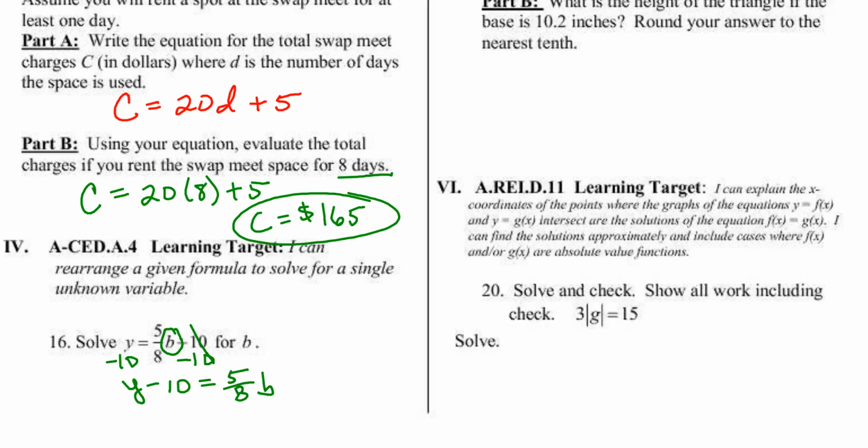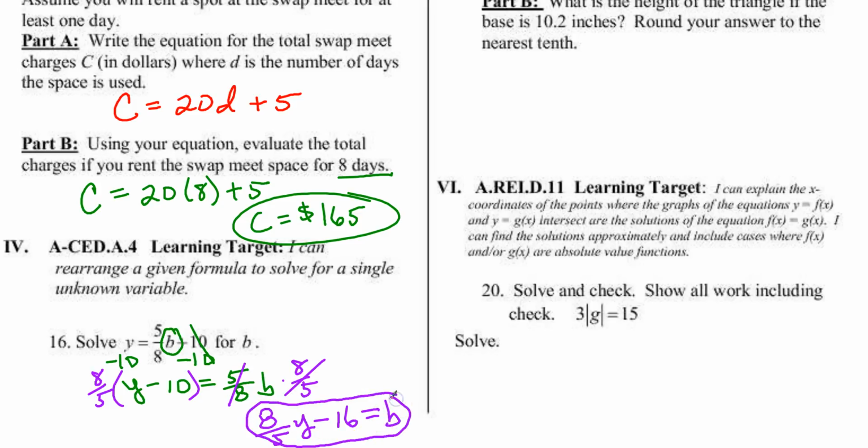To get rid of the coefficient, we're going to multiply by the reciprocal, 8 over 5. So these cancel out, and that's going to leave me with, when I distribute the 8/5, I'm going to get 8/5 y minus 8/5 times negative 10, which is negative 16, and that's equal to b.